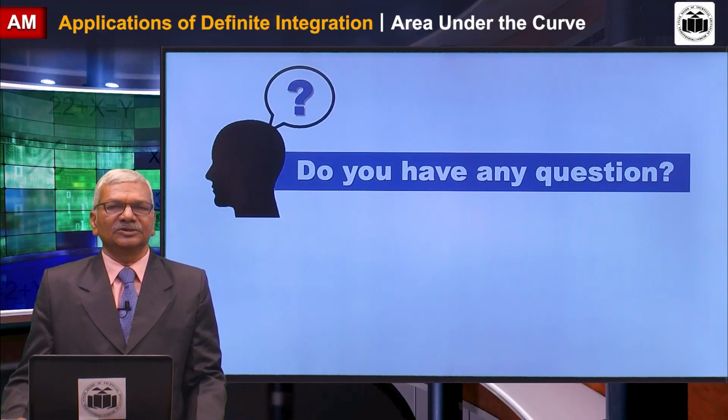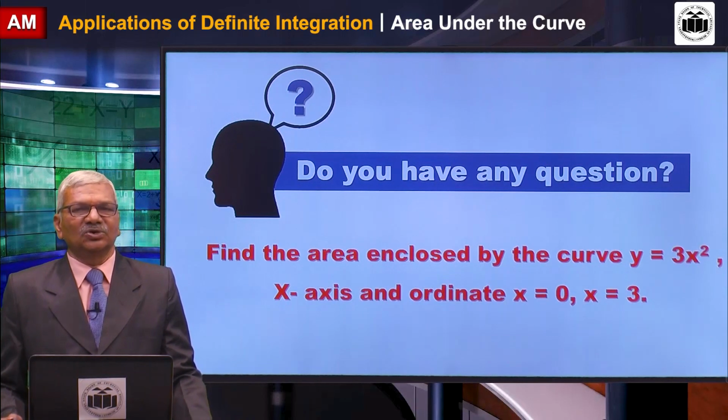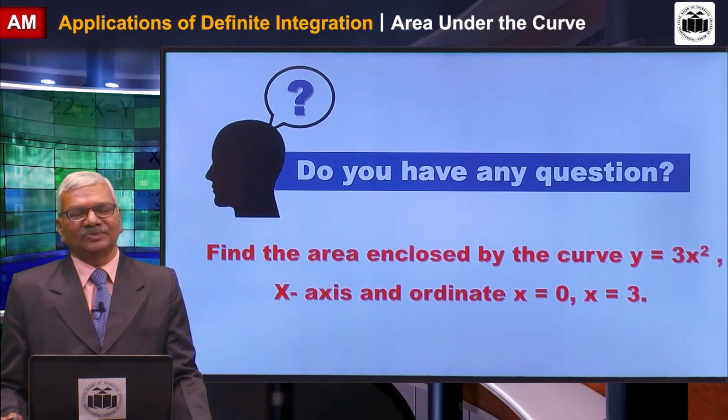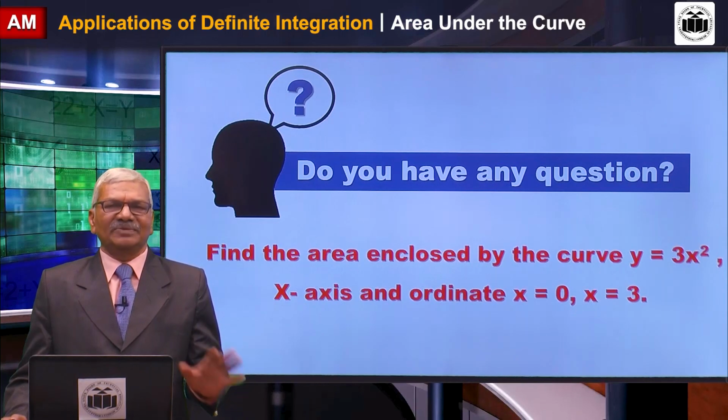Yes, I have one question. Find the area enclosed by the curve y equals 3x square, x-axis and ordinate x equals 0, x equals 3. Okay, this is your example. If you understood the first example, it was a similar example.